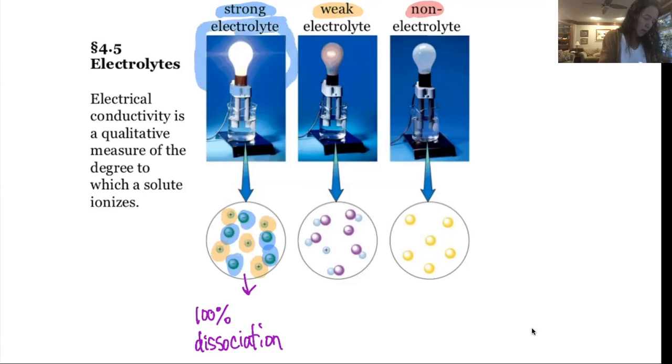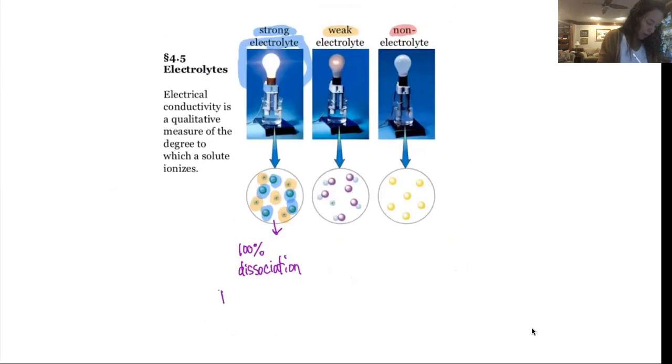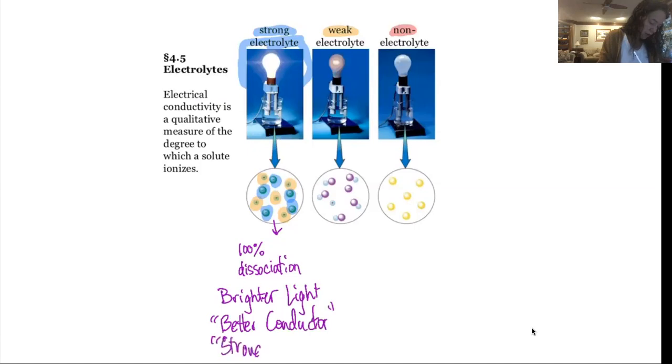You see here that we have a brighter light, which indicates a better conductor. I don't want you to use that word. A better conductor simply means, in your head, what strong electrolyte means. You would use the scientific term strong electrolyte, and you just need to know that it means a better conductor.